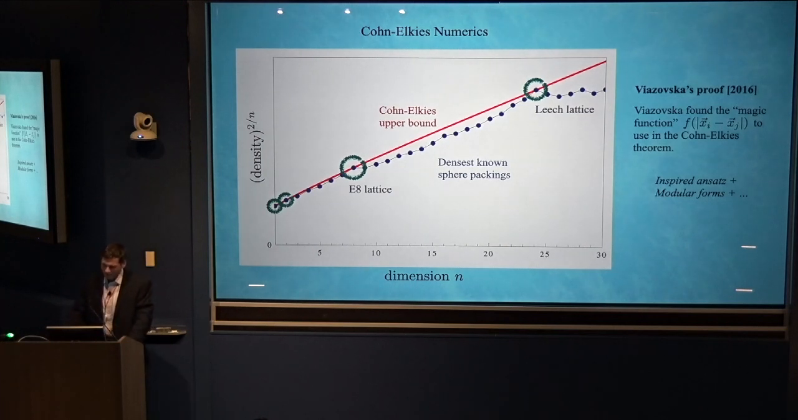So what Viazovska did in 2016 was to find the magic function f of Cohn-Elkies. She found a function with just the right properties to prove this exactly, just the right properties to use in the Cohn-Elkies theorem. So it's the same function that they found approximately in their computer program, but they were doing it numerically and could only find it approximately. Viazovska found it exactly by analytic methods. And she used some combination of a very inspired guess and some beautiful mathematics of modular forms.